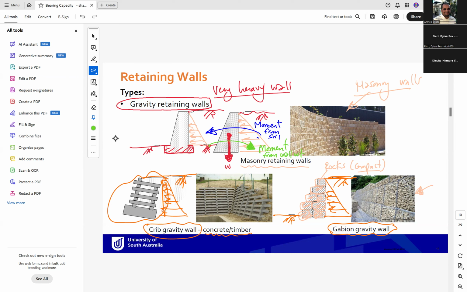Okay, so what happened now? The green moment is resisting the moment from the soil. So we have two moments. The resisting moment. So we have the resisting moment, which is the green one. And we have the soil moment or the overturning moment, the blue one. Okay, so the idea behind the gravity wall is that the resisting moment is more than the soil moment, so that the wall is stable and safe. Okay, so the idea behind the retaining wall is the wall has heavy weight so that it can produce a moment larger than the moment from the soil.